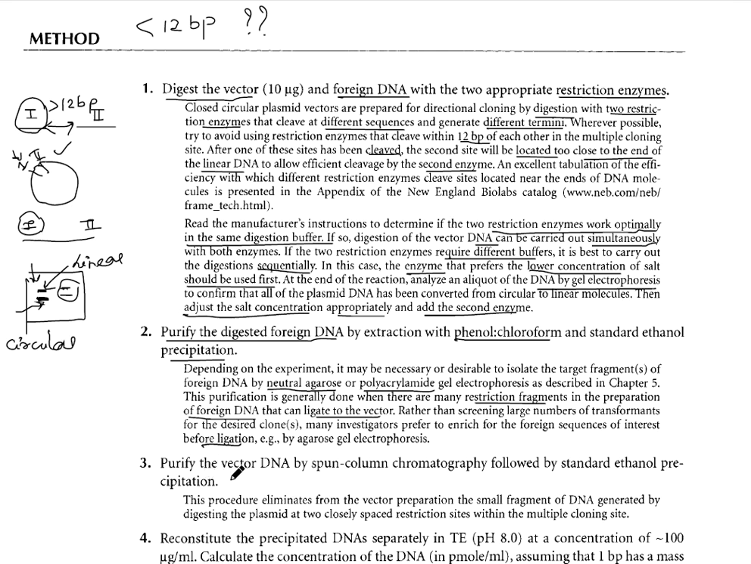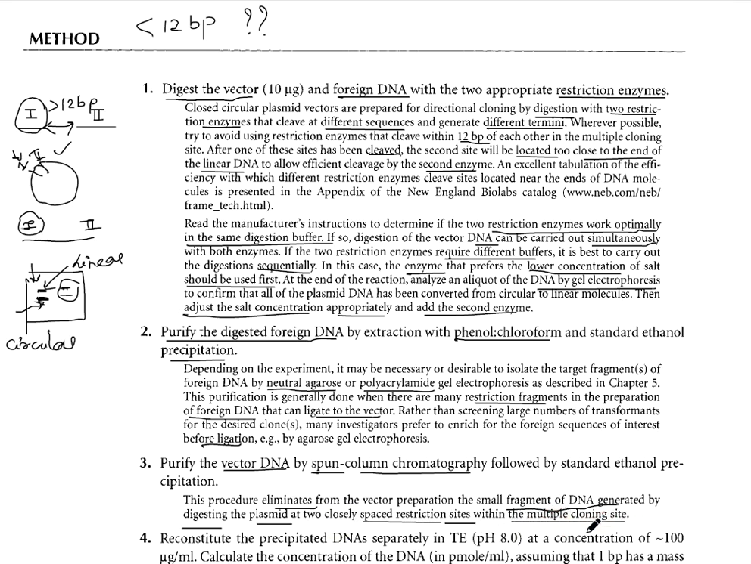Now, you have to purify the digested foreign DNA. Then again, you also have to purify the vector DNA. You will purify the vector DNA by spun column chromatography followed by ethanol precipitation. Okay, so spun column chromatography will eliminate from the vector preparation any small fragment of DNA generated by digesting the plasmid at two closely spaced restriction sites within the multiple cloning site.